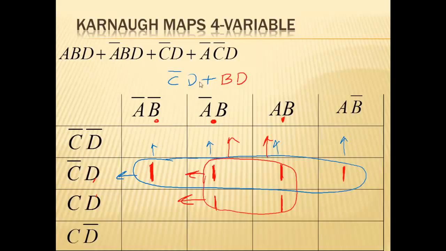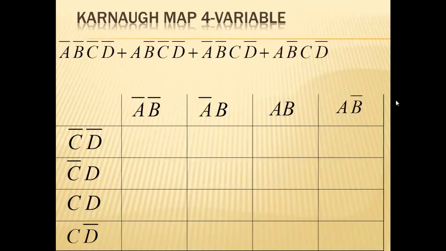And yeah, looking at this, we could pull D out, but it really wouldn't simplify it any more than what it already is. By the time you get done, if you do the Karnaugh map correctly, you really can't simplify them anymore. They're as simple as they're ever going to get. Okay, let's do another one.